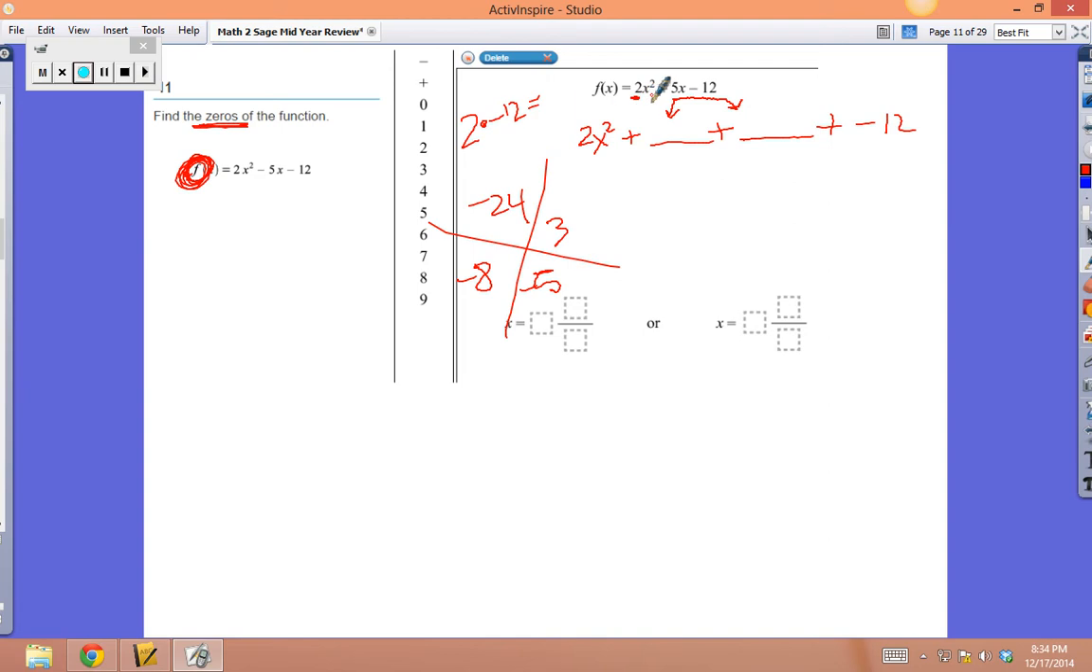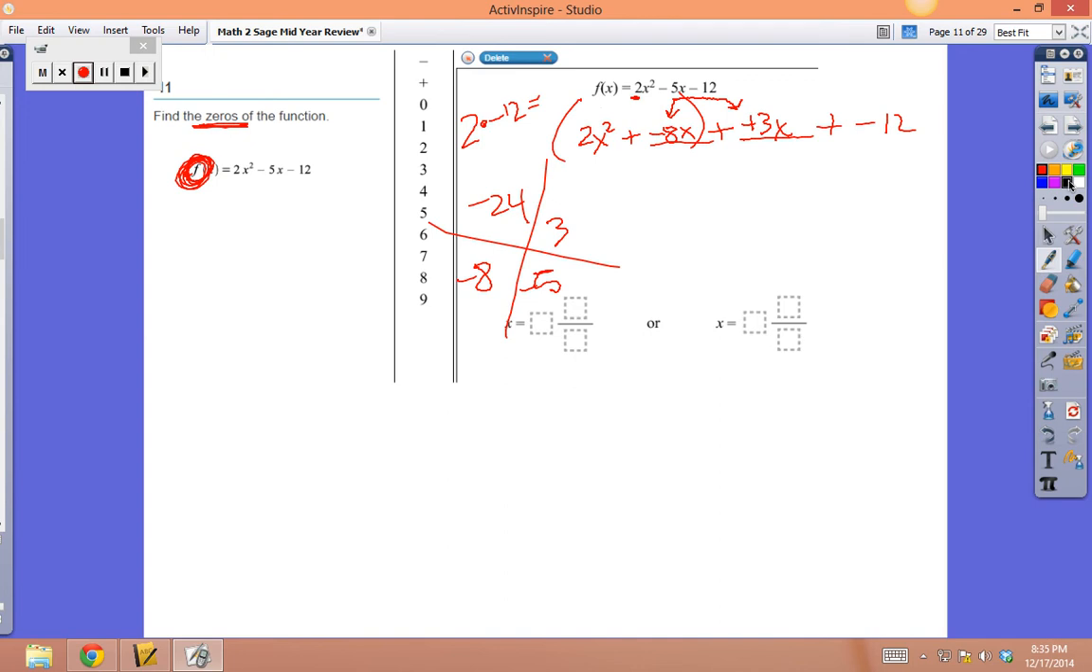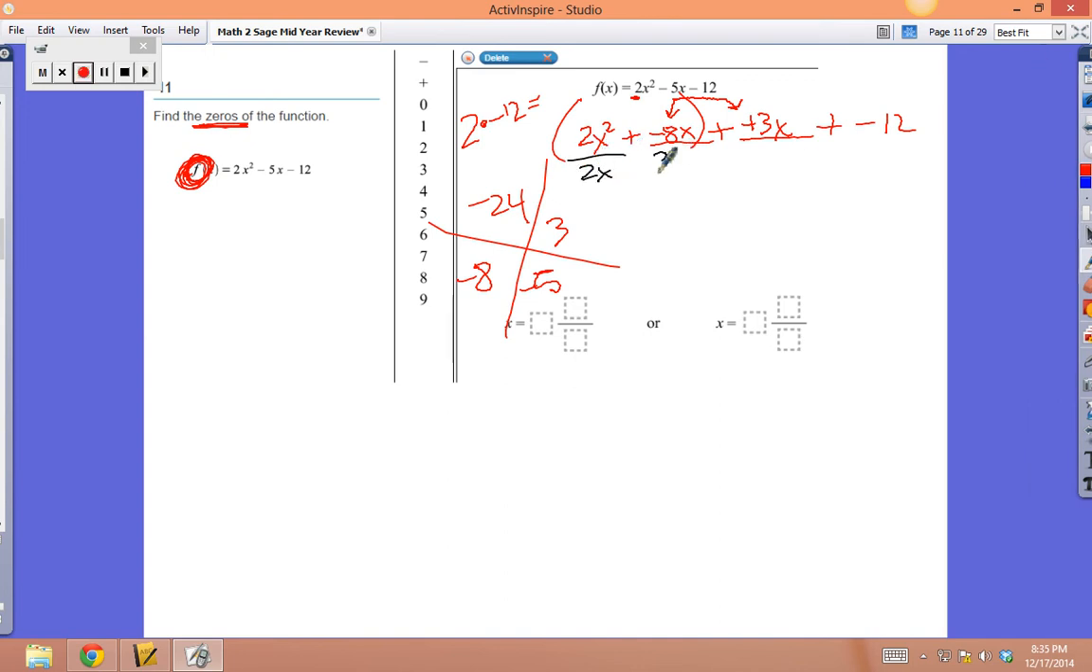So you're going to rewrite the negative 5x as a negative 8x and a positive 3x, because a negative 8 plus 3 is a negative 5, and a negative 8 times 3 is a negative 24. So now that you've got them as 4 pieces instead of 3, group them. Group these two together. Divide both of those by 2x.